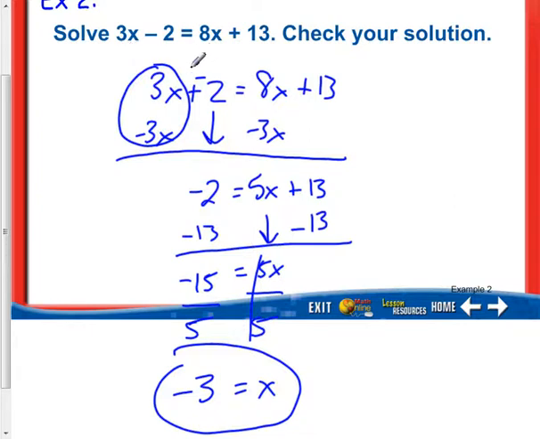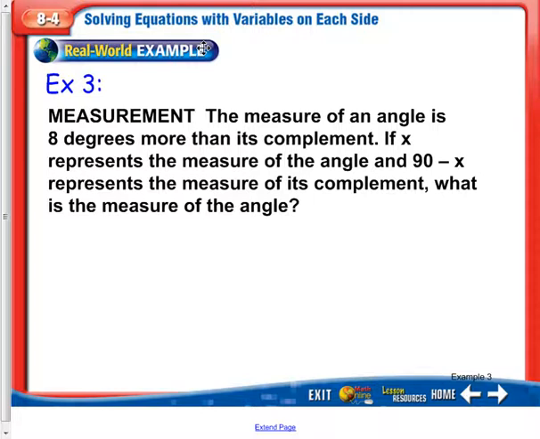So let's think about this one. 8 times 3 is 24, so 8 times negative 3 is negative 24, plus 13 also gives you negative 11. So negative 11 does equal negative 11. That works. Alright, for example 3, the measure of an angle is 8 degrees more than its complement.